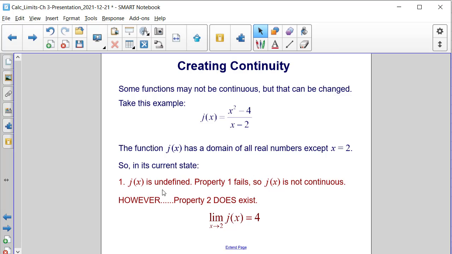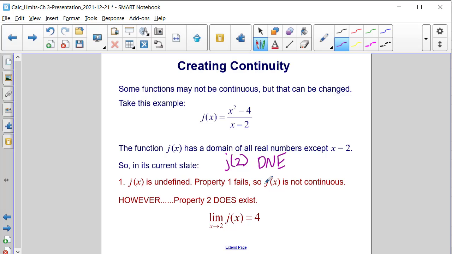So in its current state, j of x is undefined because property 1, j of 2, fails because it does not exist. So j of x is not continuous. However, property 2, the limit of j of x as x approaches 2, does exist, and it equals 4.